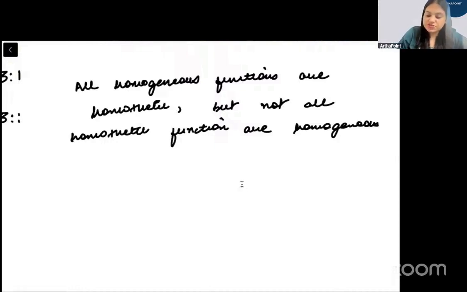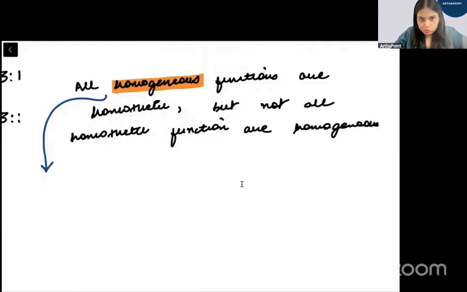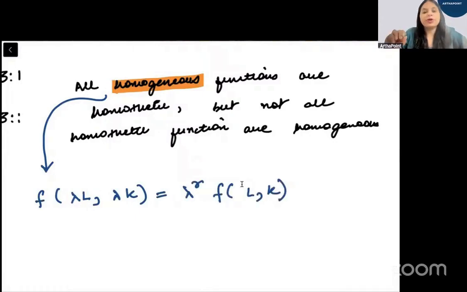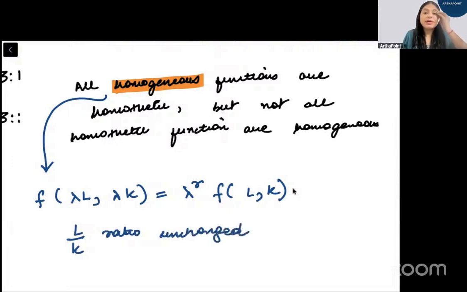So what is a homogeneous function? Homogeneous functions are those in which, when we scale the inputs by the same amount, we are able to take the scaled factor out. So if I scaled labor by lambda and capital by lambda, I can take this lambda out and get back my original production function, right? Now because I scaled labor and capital by the same amount, all isoquants are scaled versions of each other, right? And therefore the labor by capital ratio would have been unchanged.